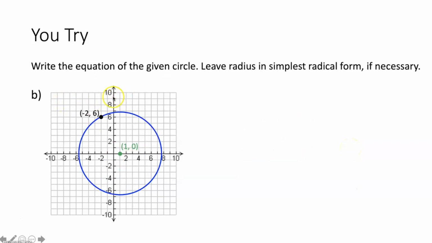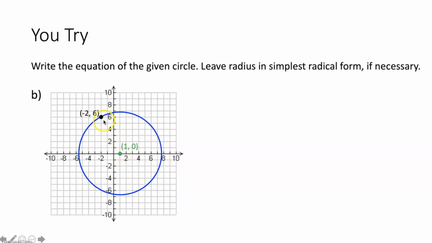Part B, I'm doing the same thing. I want to write the equation of this circle. In order to write the equation of a circle, I need the center of the circle and I need the radius of the circle. Now, I am again given the center of the circle and a point on the circle. So in order to find the radius of the circle, I need to find the distance between these 2 points.